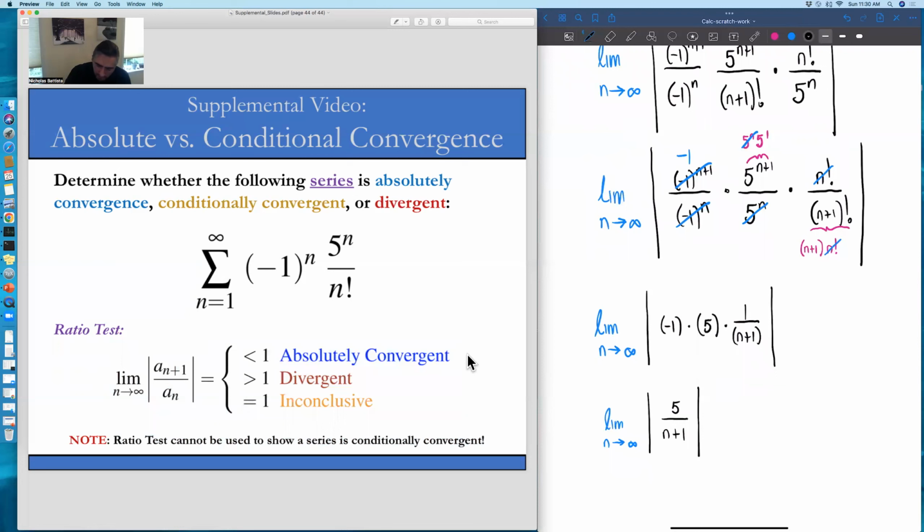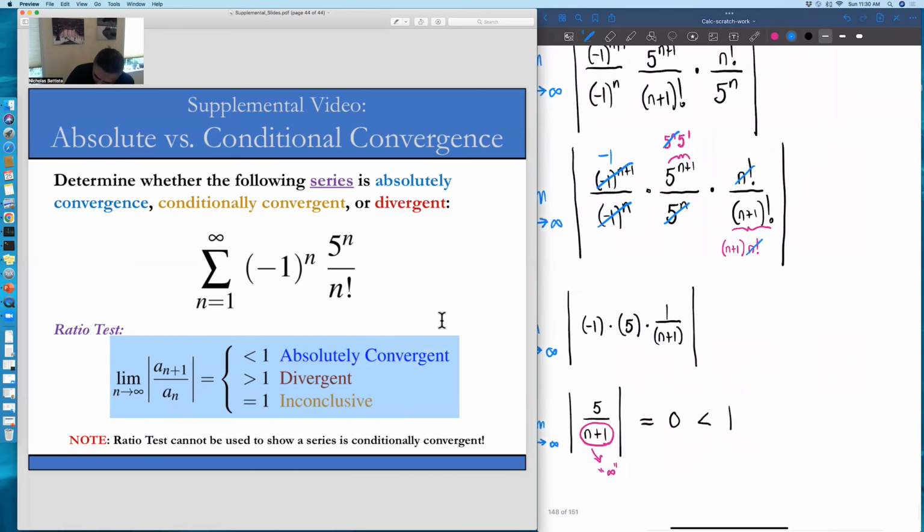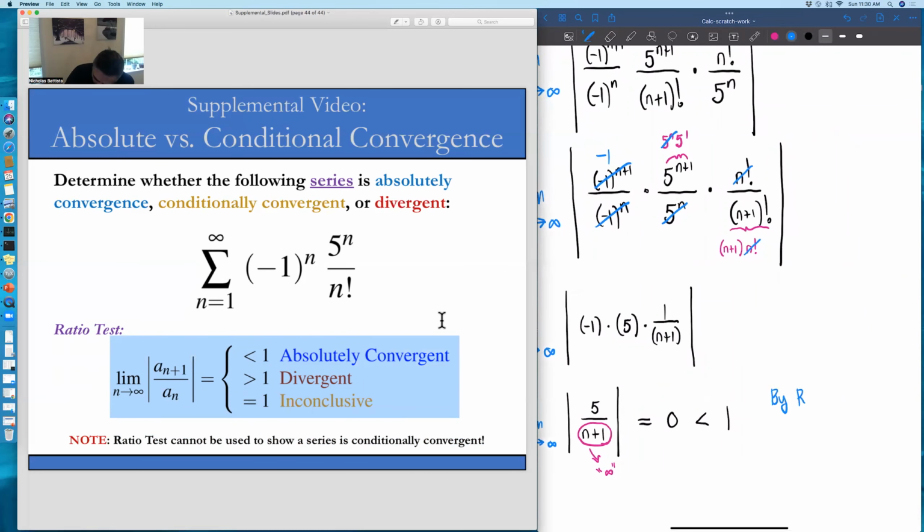So looking at this limit as n goes to infinity, this numerator is just a finite number, so that's not growing at all. But this denominator, as n goes to infinity, is growing off towards infinity. So this looks like a finite number sitting on top of a number that's blowing up larger and larger. So this limit is equal to 0. And now we'll use the ratio test conditions. We see that 0 is indeed less than 1. So by the ratio test, this series is absolutely convergent.